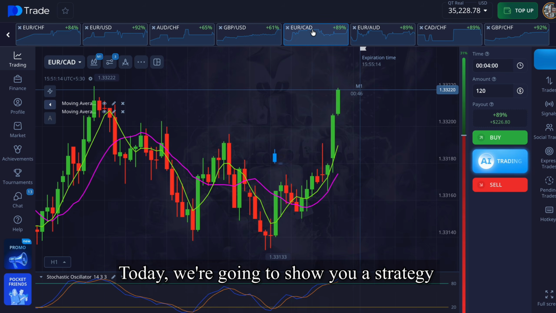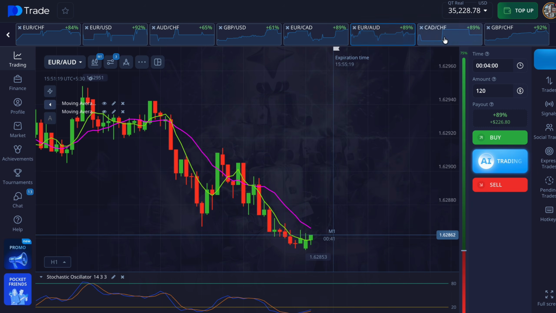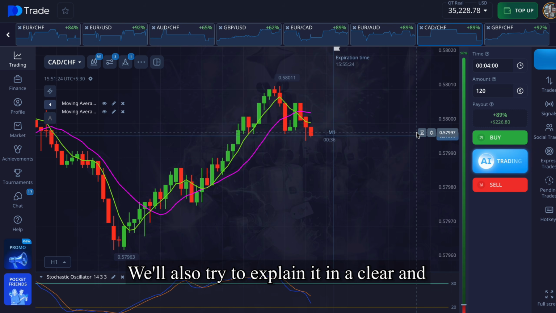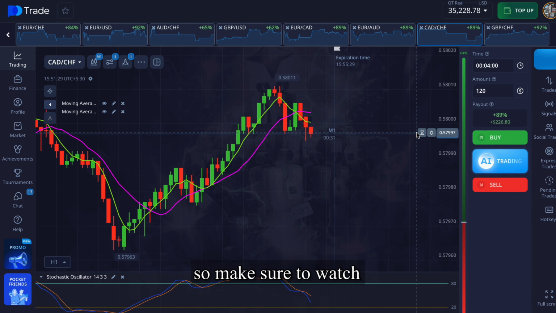Today, we're going to show you a strategy using two moving average indicators. It's simple, and beginner traders can easily follow it. We'll also try to explain it in a clear and easy to understand way, so make sure to watch the video until the end. Let's first take a look at the indicator settings.